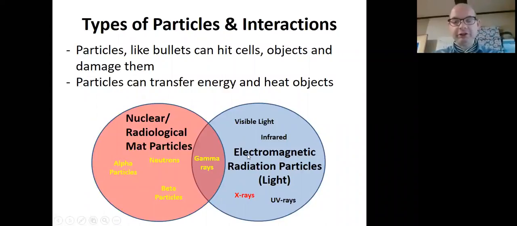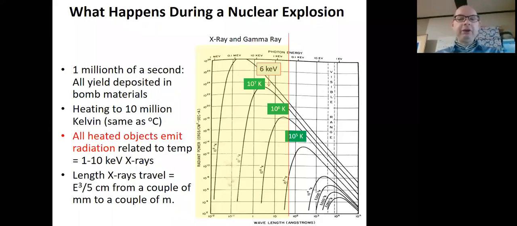And that's what I'm showing on the right side. You can have visible light, you can have infrared, you can have X-rays, you can have UV rays. All these things can do damage, and all these things happen from nuclear events. So now we're going to go into some detail about what happens during a nuclear explosion.